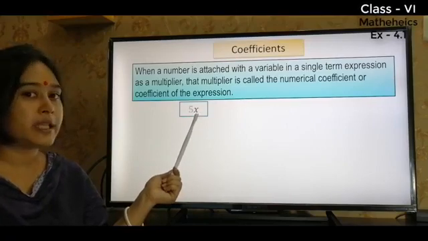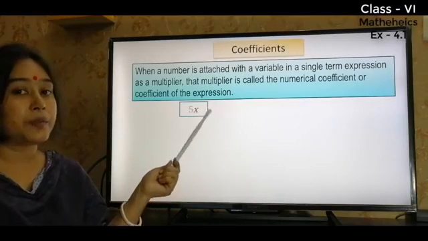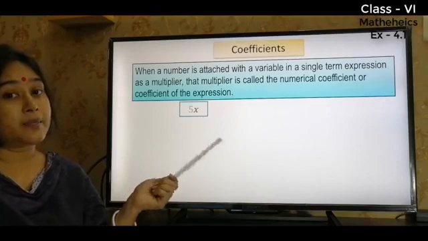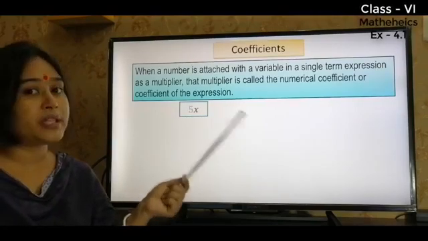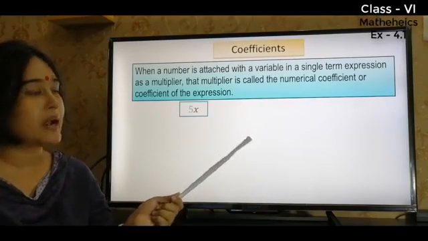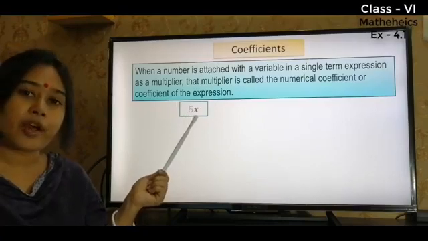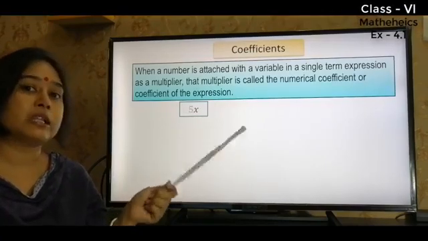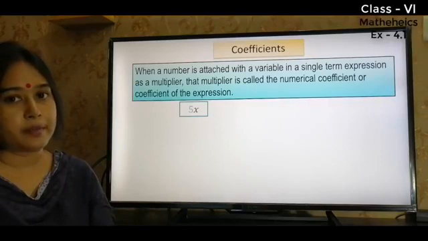So what is the variable here? The variable is x, and what is the number attached to that variable as a multiplier? The number is 5. So this 5 is the coefficient of the variable x.